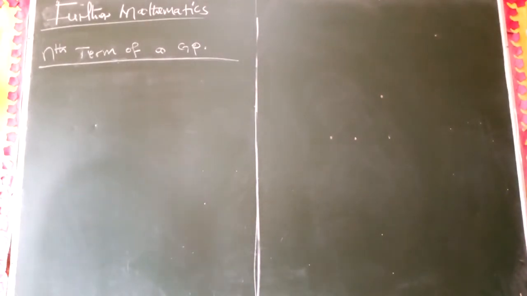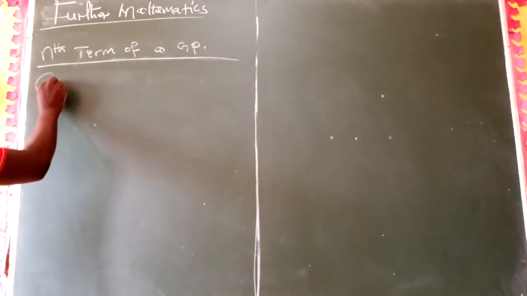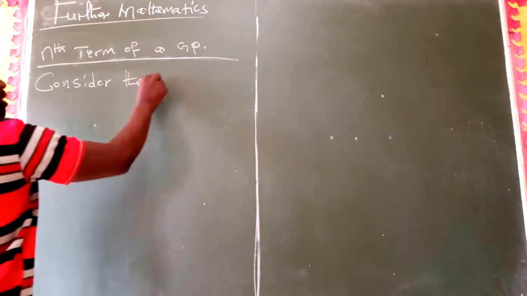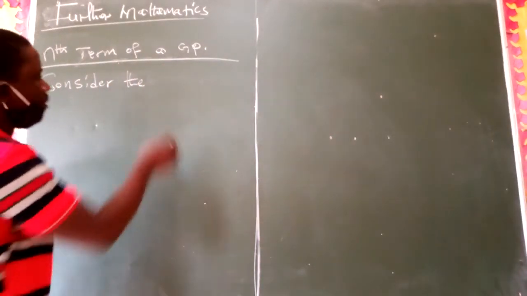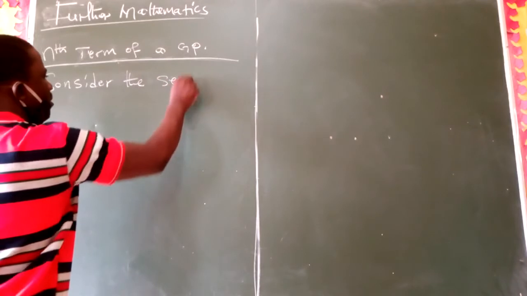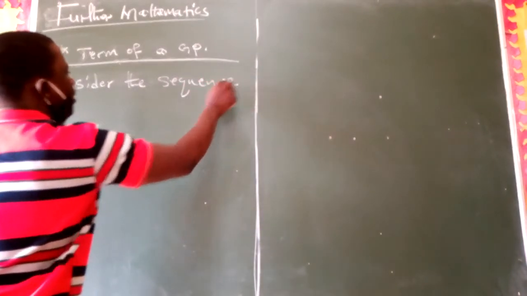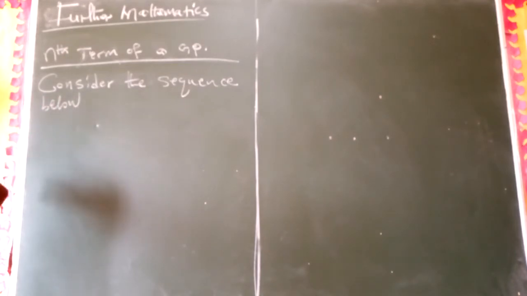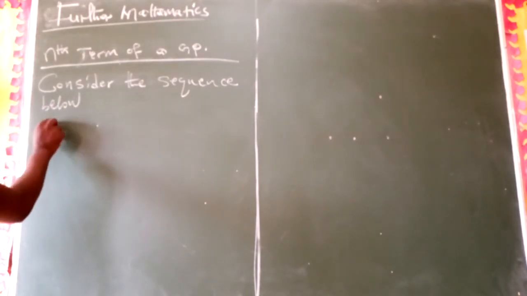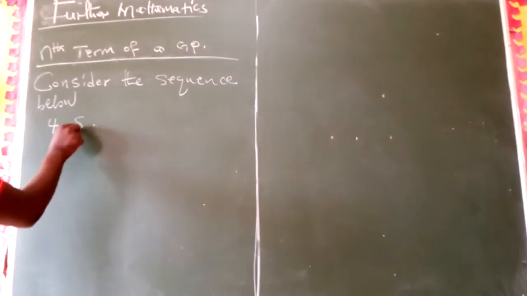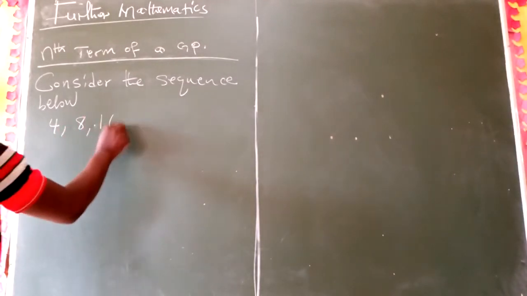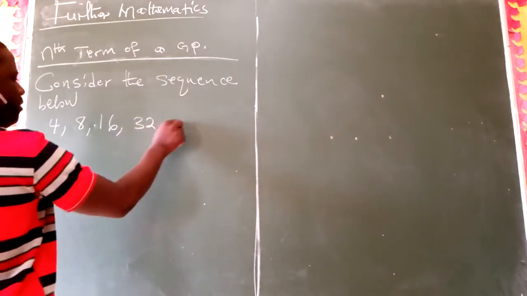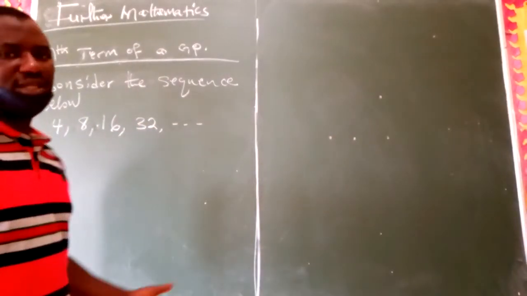But before we do that, let's first of all consider the sequence below, which is of course a GP. Let's start with, let's say, 4, 8, 16, 32, and so on. This is a GP.